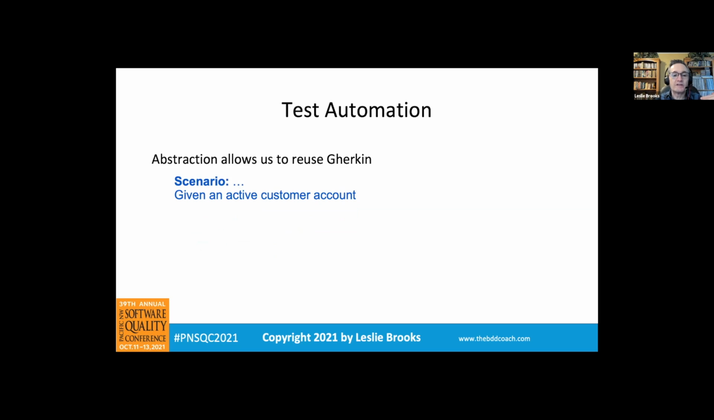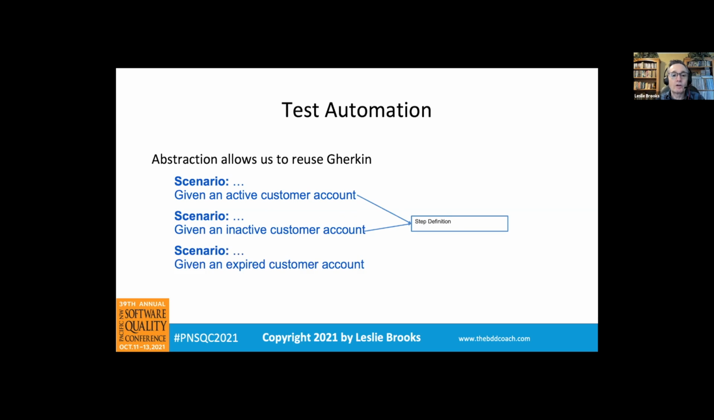So we have a scenario, given an active customer account, and then we write a piece of code called a step definition to automate that. Well, then if we write given an inactive customer account, we can reuse that same step definition. Or given an expired customer account, or any other kind of customer account that you have, how many different types do you have? You reuse the step definition. There's no code to write. You write it once, it handles all of them.